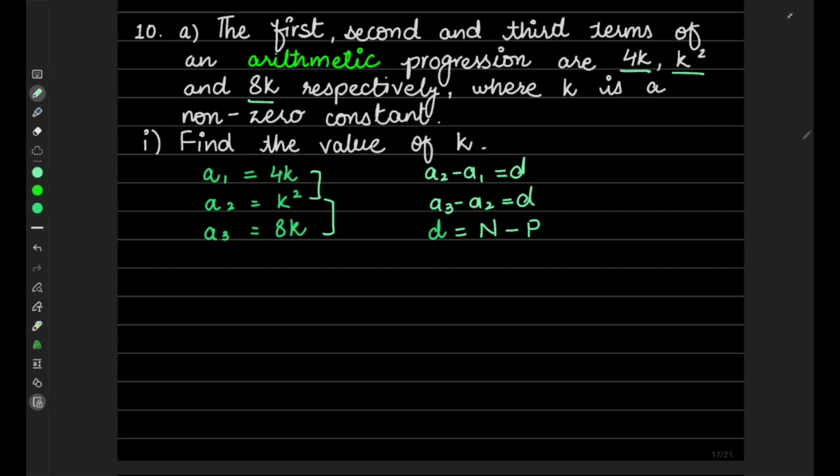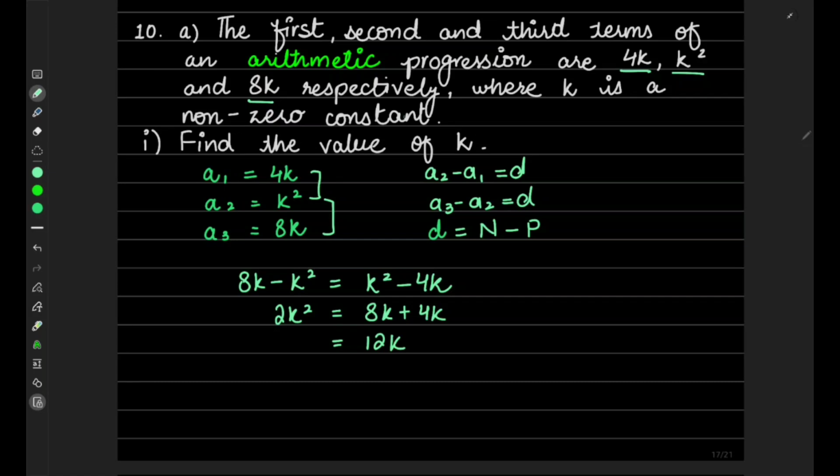the difference between any two consecutive terms. So let's write it like this. 8k minus k square must be equal to k square minus 4k, because both are equal to D, the common difference. From here we can have an expression. So this will get 2k square. I'm shifting this to the other side. And then we get 8k plus 4k. That is 12k.